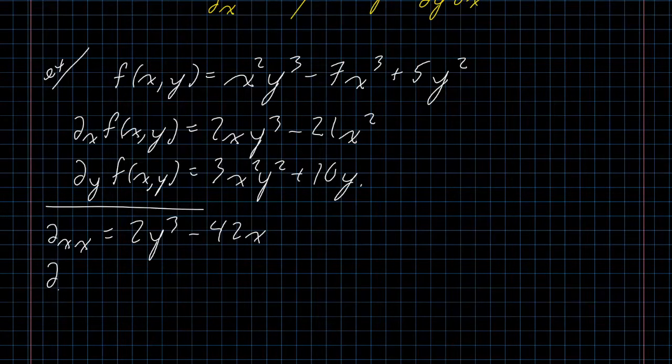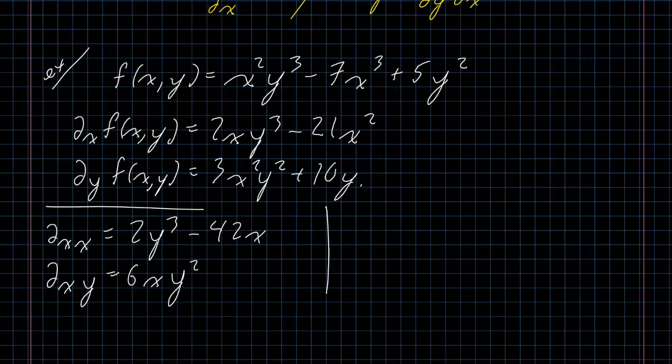Take the partial with respect to x and then with respect to y. So again, we're taking this, partial with respect to x, differentiating term by term with respect to y. The derivative of 2xy cubed with respect to y is going to be 6xy squared. And then 21x squared is constant with respect to y, so nothing else to do there.